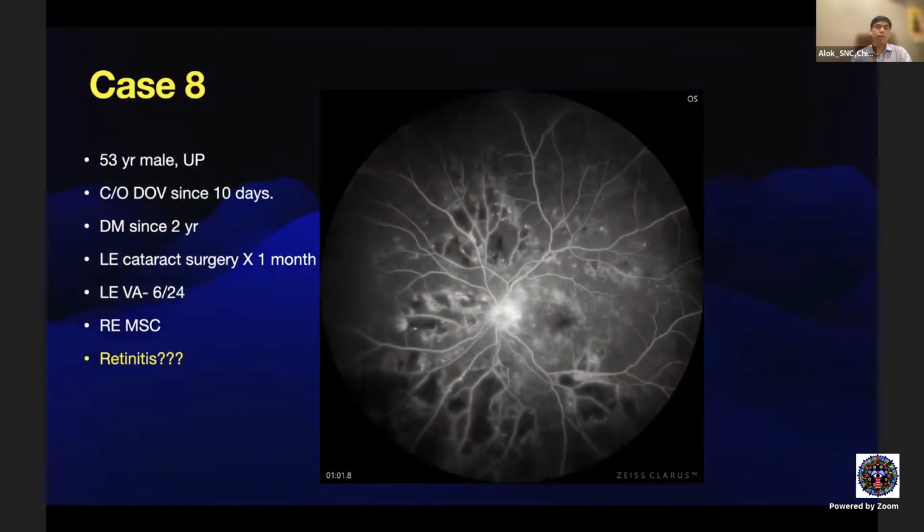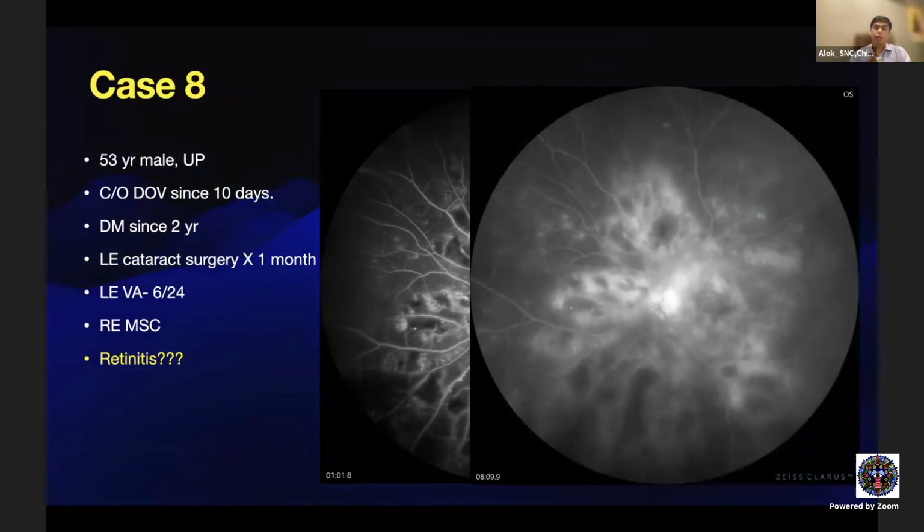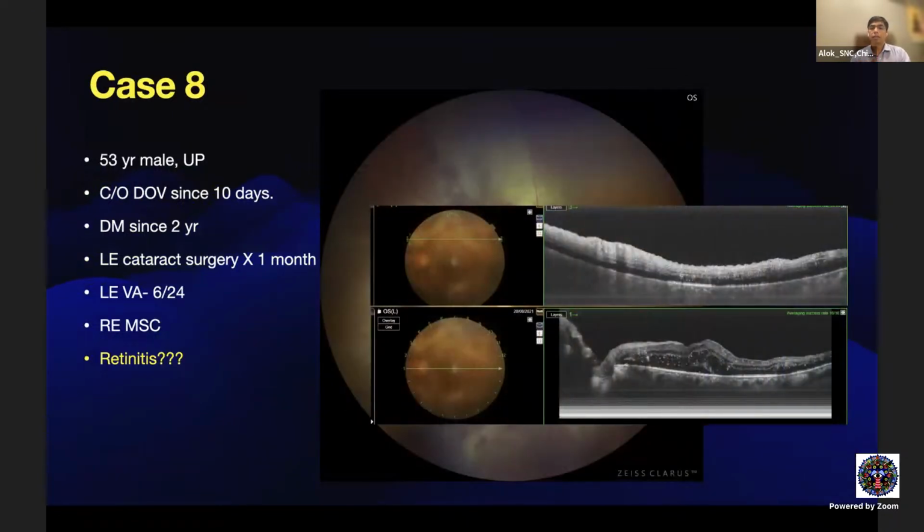So we did an FFA, and interestingly, the FFA showed capillary non-perfusion areas in the center of the lesion, and in the late phase there was staining at the edges of these capillary non-perfusion areas, which corresponded to the areas which showed those deep retinal whitening. The OCT of the eye did not show evidence of retinitis. As you can see here, the lamellar arrangement of the retinal layers was still there. There were some hyperreflective dots present, and the macula showed a neurosensory detachment with intraretinal fluid.